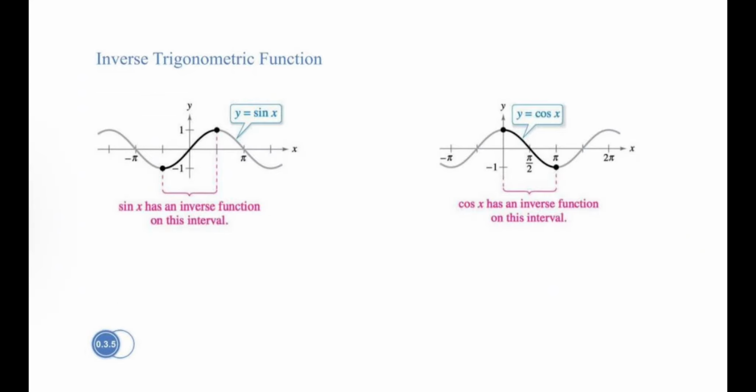And our last function: inverse trigonometric functions. Normally, sine and cosine repeat forever, so they do not pass the horizontal line test. That means they do not have inverses unless we restrict their domain. For sine, we use the interval from negative pi over 2 to pi over 2. On this interval, sine passes the horizontal line test, so it can have an inverse. For cosine, we use the interval from 0 to pi. On this interval, cosine is also one-to-one, so it can have an inverse. So the main idea is inverse trig functions only work because we choose a specific interval where the original trig function does not repeat.